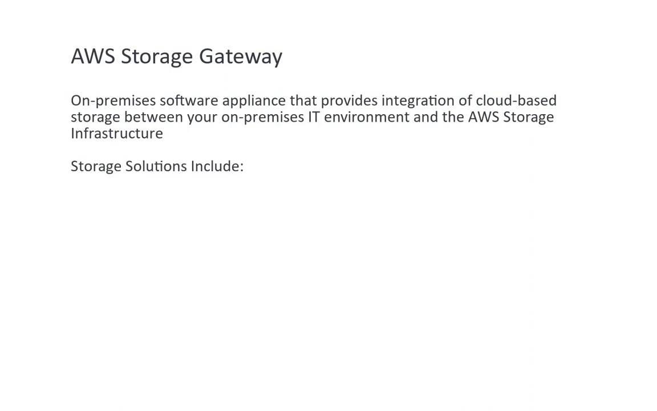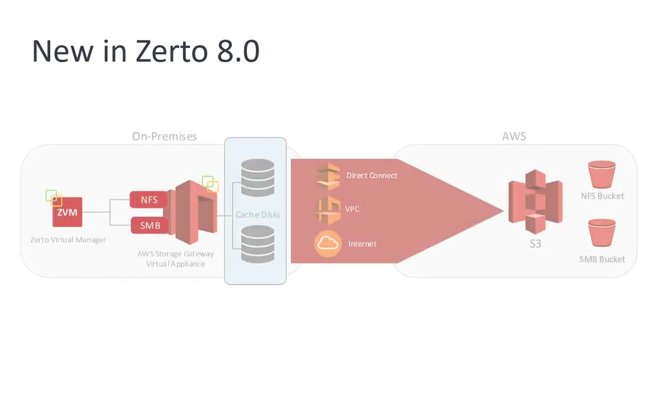The Storage Gateway is offered in three different ways: a file gateway, a volume gateway, and a tape gateway. For the purposes of Zerto LTR, we are referring to and working with the file gateway. Starting with Zerto 8.0, the AWS Storage Gateway is officially supported. So how does it work?